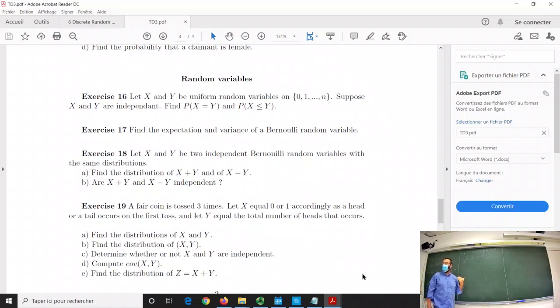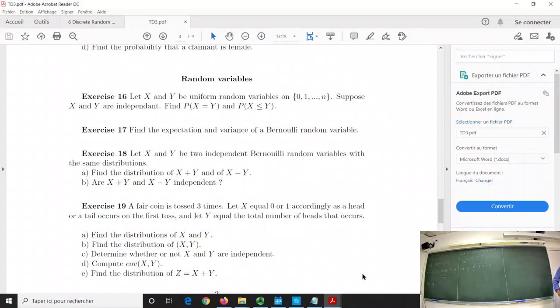From the definition of a probability, I know that when I have a disjoint union, here a finite disjoint union, the probability of the disjoint union is equal to the sum of the probabilities. So the probability I am interested in can be written as the sum from k equal to 0 to n of the probability that X is equal to Y is equal to k. Do you agree?